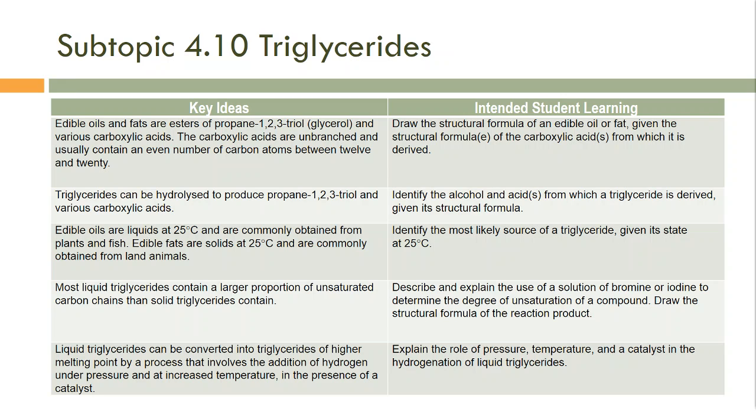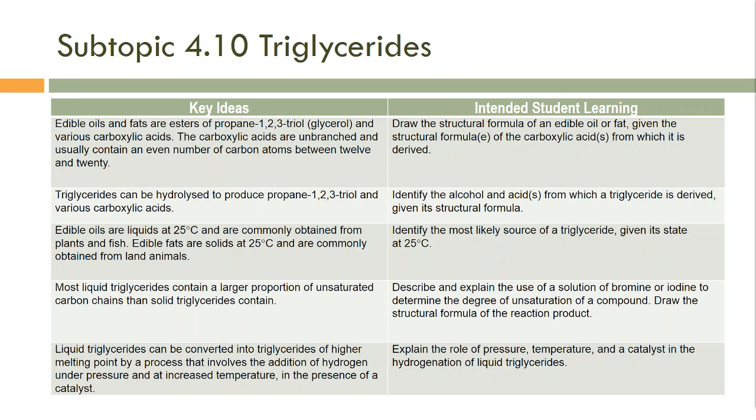oil. Describe and explain the use of a solution of bromine or iodine to determine the degree of unsaturation of a compound. Draw the structural formula of the reaction product. I'm thinking of doing a titration prac again so that you can remember how the titration is done, and also applying it to finding degree of unsaturation.